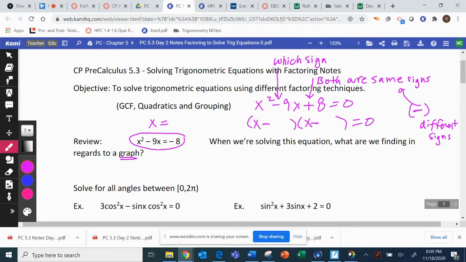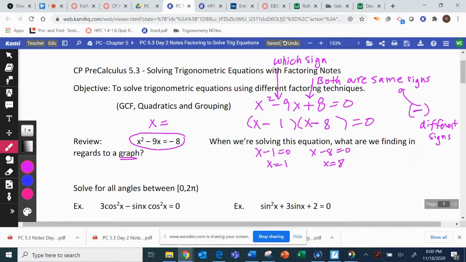And then we need to think of two numbers that multiply together to give us 8, but add to give us that -9. So that would be 1 and 8. And so when I solve this equation, I'm going to have x minus 1 equals 0, x minus 8 equals 0, and I get the two answers of 1 and 8. So what does that have to do with the graph?